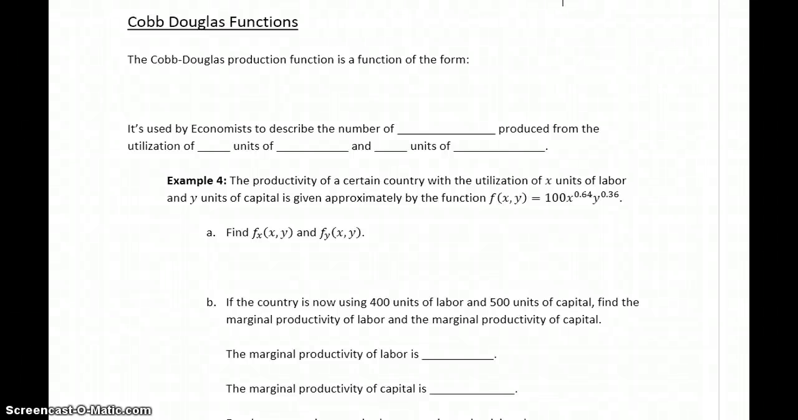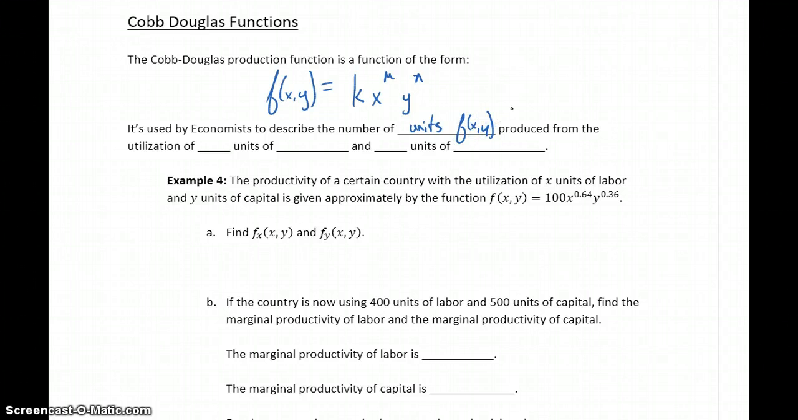A specific type of function which has applications in multivariable calculus is called the Cobb-Douglas production function. It's a function of the form f of x, y equals some constant k times x to the m, y to the n. So some number times x raised to some power times y raised to some power. It's used by economists to describe the number of units, which is given by f of x, y.